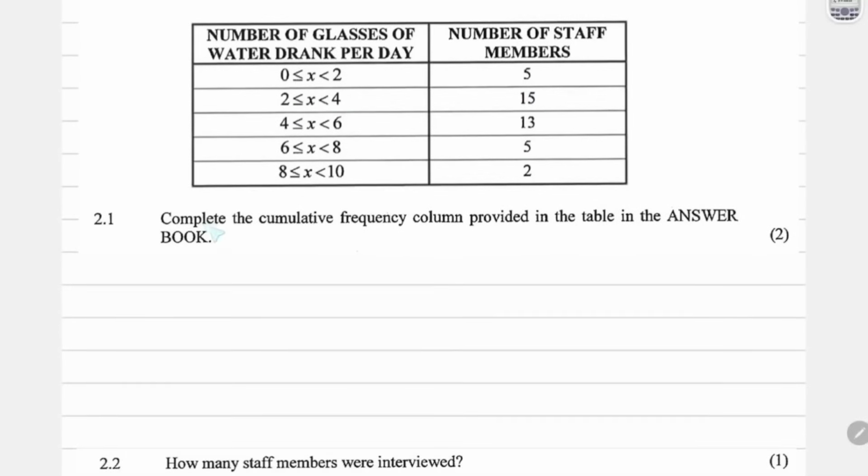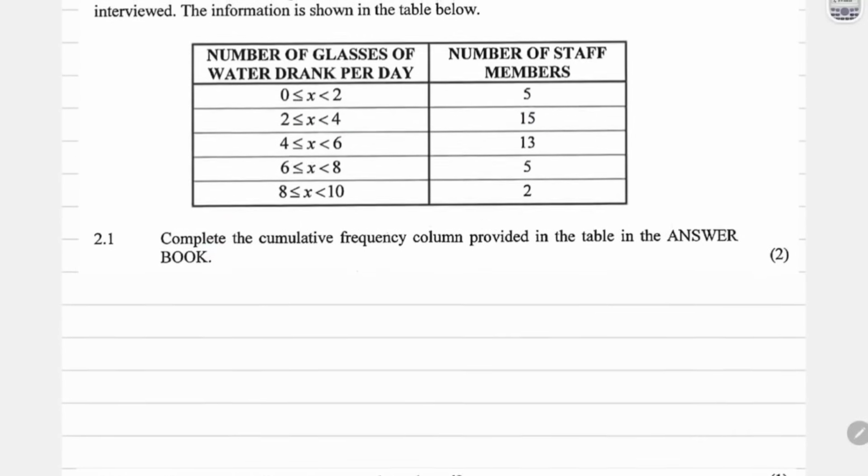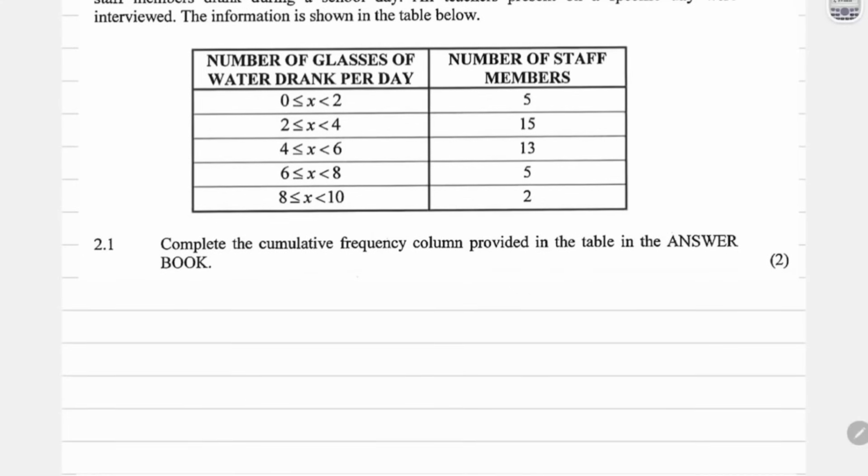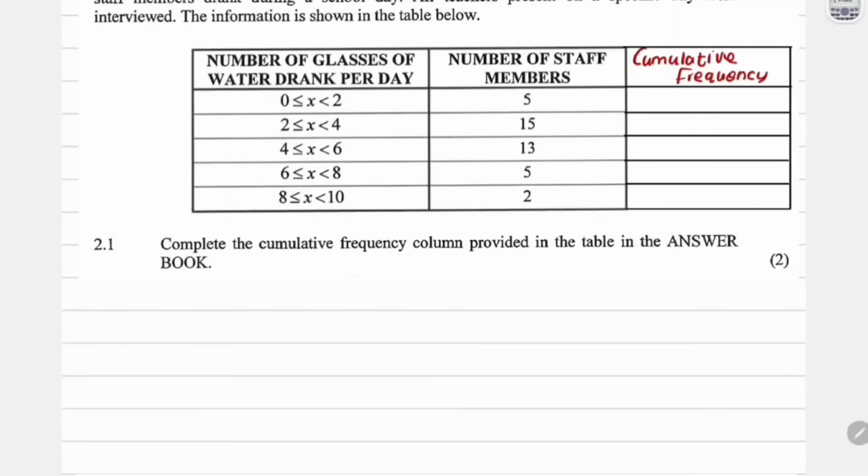So the first question is, complete the cumulative frequency column provided in the answer book. I don't have an answer book, so I'm just going to create a column here for the cumulative frequency. Okay, so how we complete the cumulative frequency column is like this. You're just going to go ahead and take the first number, and we're really just dragging it to this side. So we have 5. And then to get the next number, you are saying this number that you have, you're going to add 15 to it.